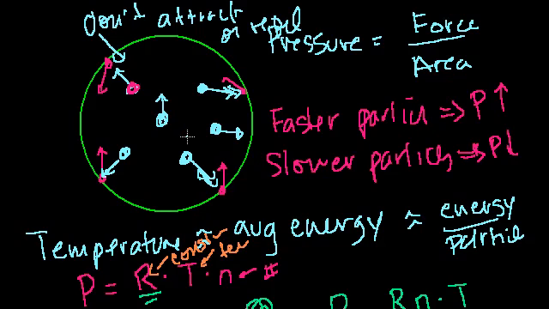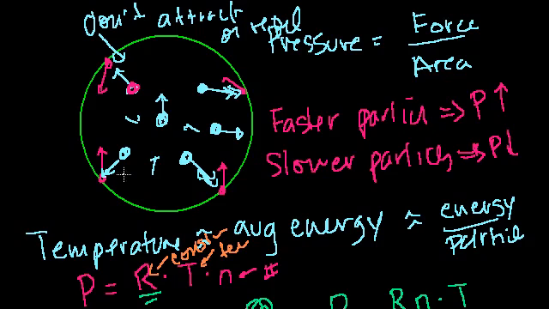Because let's say they attracted each other. Then as you increased the number of particles, maybe they'd want to not go to the side. Maybe they'd all gravitate towards the center a little bit more if they did attract each other. And if they did that, they would bounce into the walls less, and the pressure would be a little bit lower. So we're assuming that they don't attract or repel each other.